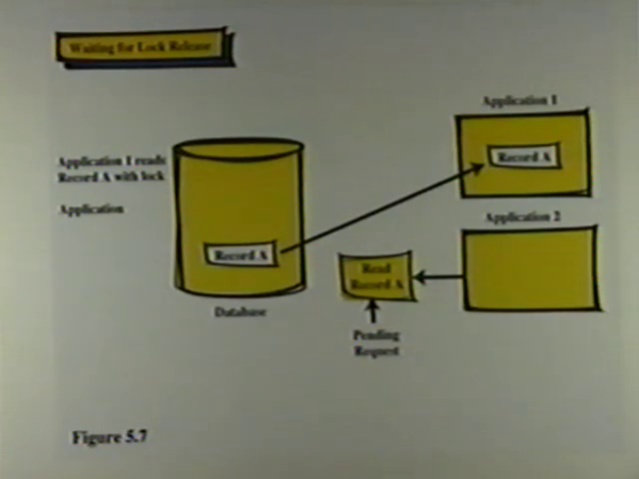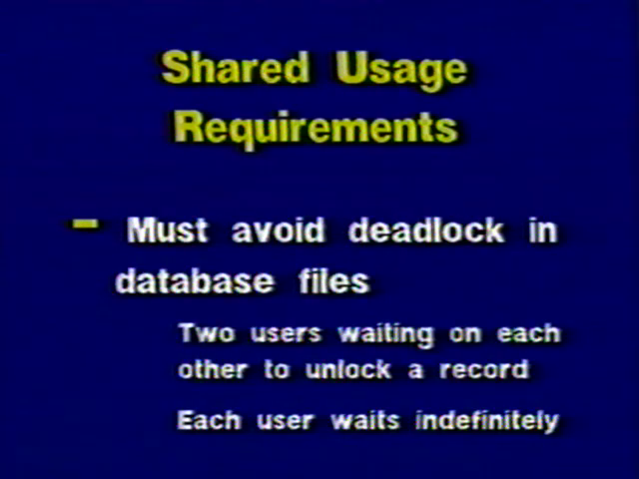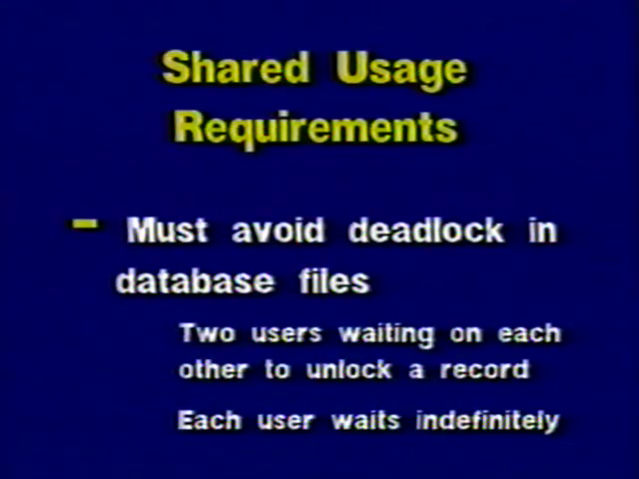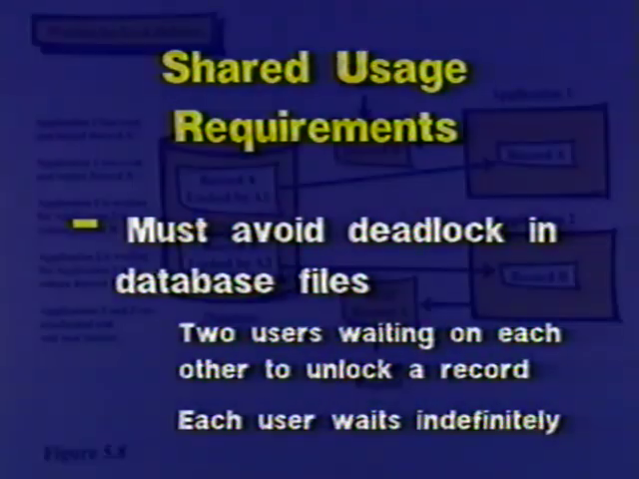Okay, well that locking of the various records can lead to a big problem. That problem is called deadlock, and at all costs, you should try to avoid deadlock in database files. Deadlock occurs when two users are waiting on each other to release or unlock a record. And what can happen is that each user waits indefinitely for the other user to unlock the record. Let's see what I mean in this case.